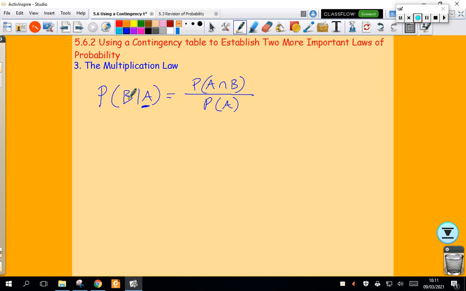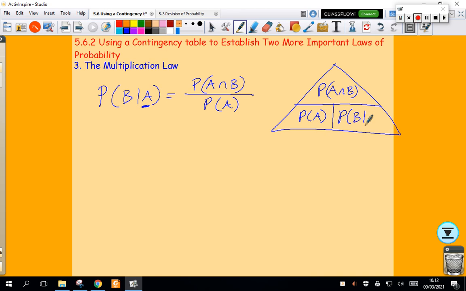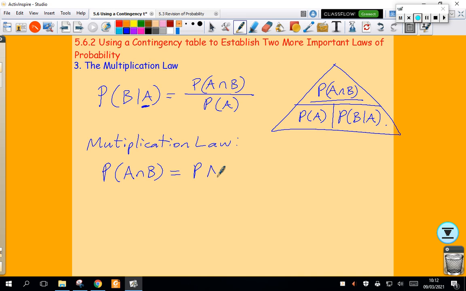That's what that means. And this is one of my classic triangular little multiplication relationships. We have the probability of A intersection B divided by the probability of A, and that's equal to the probability of B given A. My multiplication rule just makes the intersection the subject of this formula. So my multiplication rule says the probability of A and B occurring is equal to the probability of A occurring multiplied by the probability of B occurring given that A has already occurred. That is my multiplication law for probability.